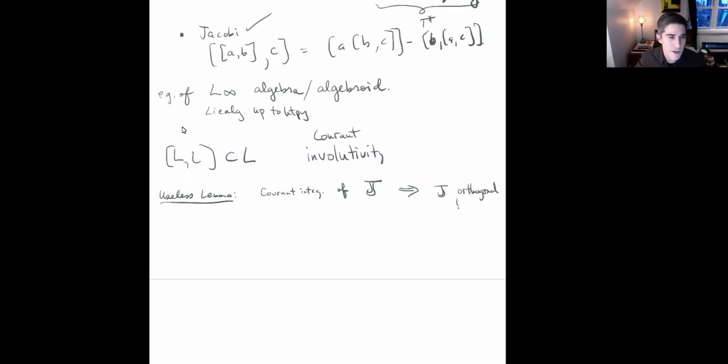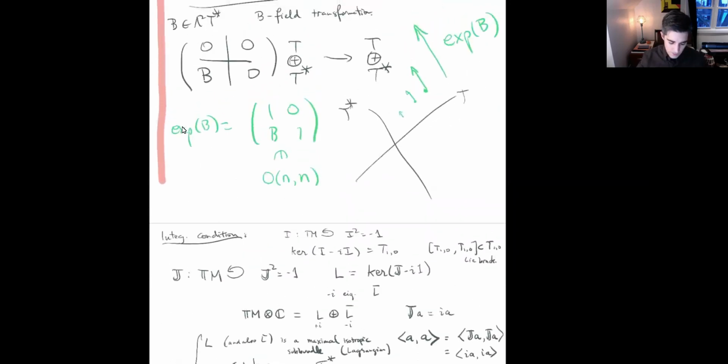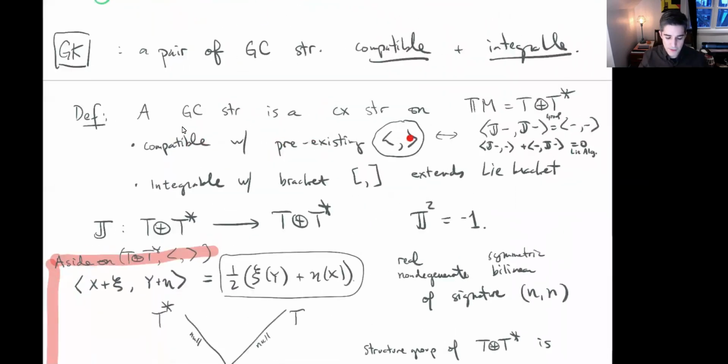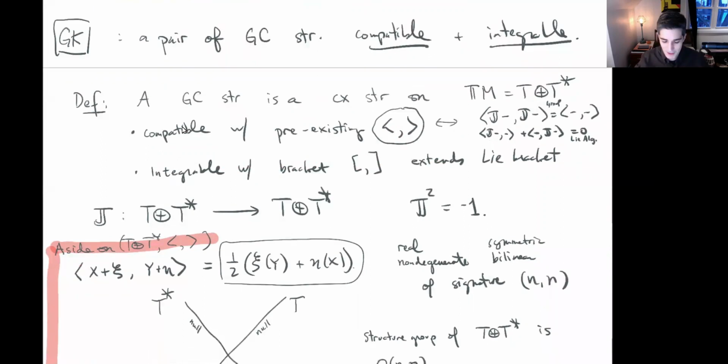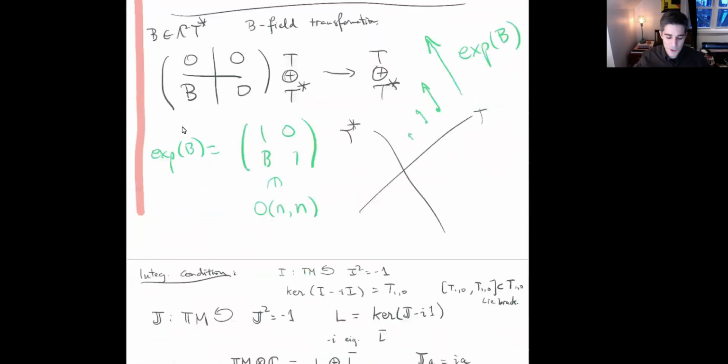So sometimes if I want to save some time, I won't even bother telling people in the definition that it must be compatible with the pre-existing inner product. You could just omit this and just require that it's integrable. But you would be missing a kind of important piece of information. So, okay, let's just summarize.